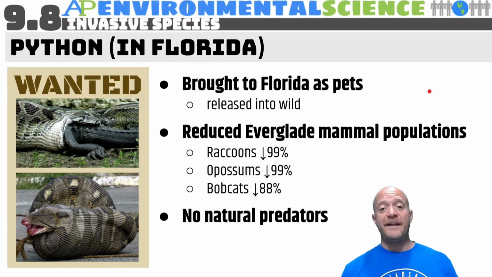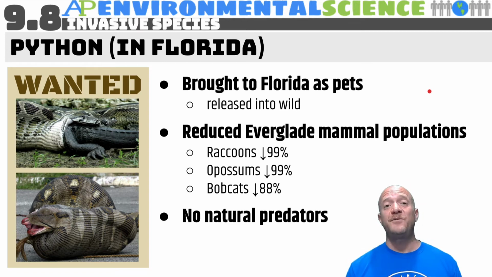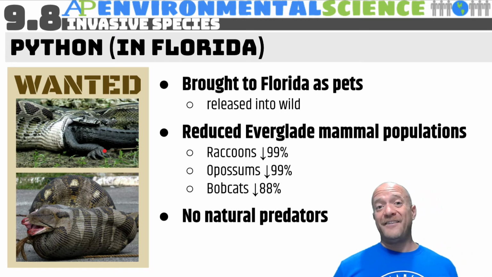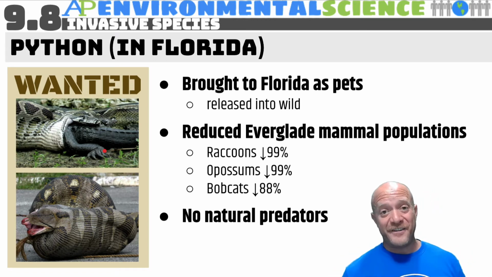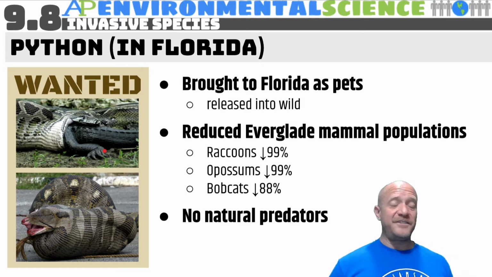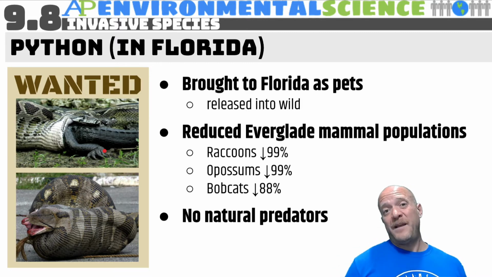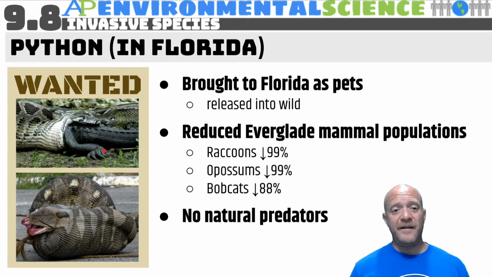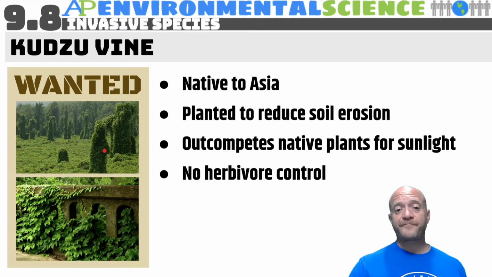Raccoons were reduced by 99%, opossums 99%, bobcats, which are a predator, were reduced 88%. They don't have natural predators, and if you see right here, they're also eating a lot of alligators, and alligators are the apex predator in South Florida. Actually, in probably all of Florida, except for maybe a panther, or I guess a panther could be an apex predator as well. However, this is a problem in Florida.